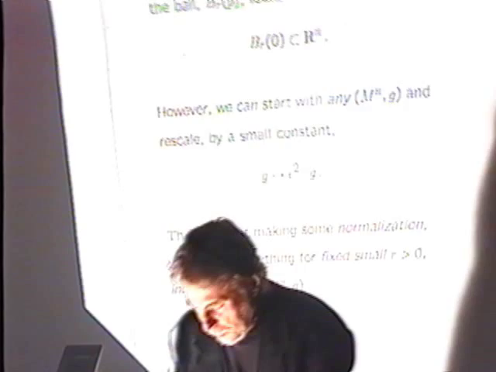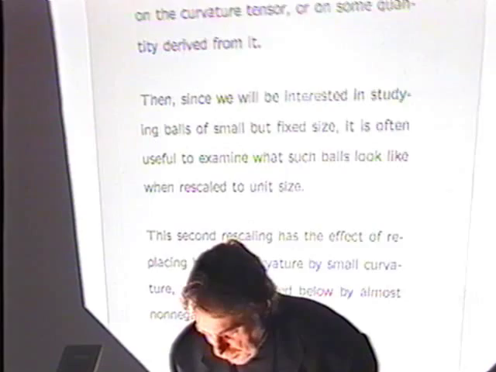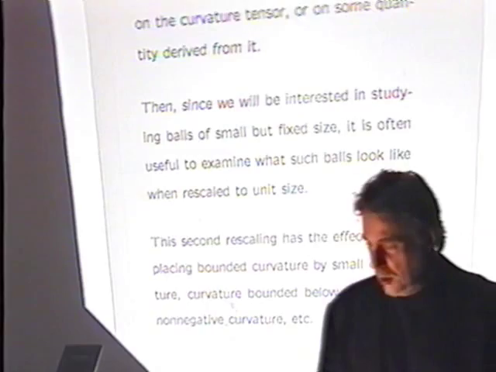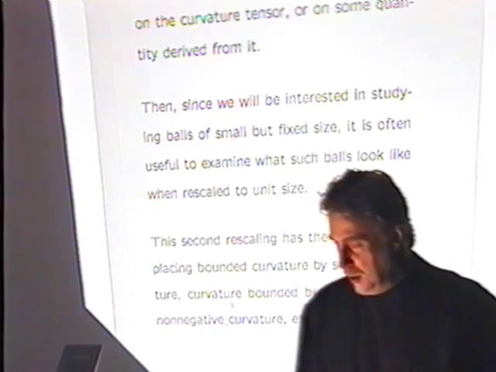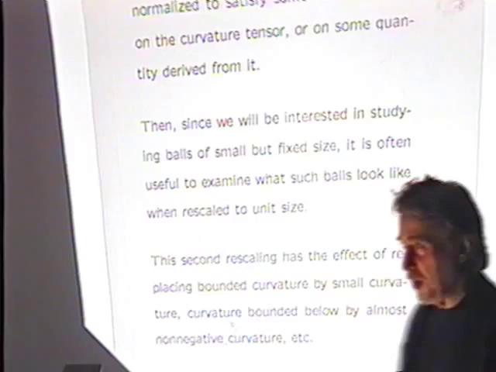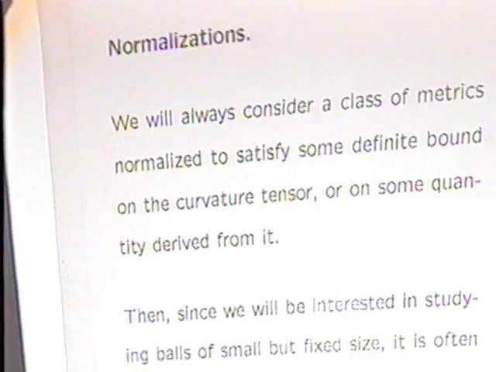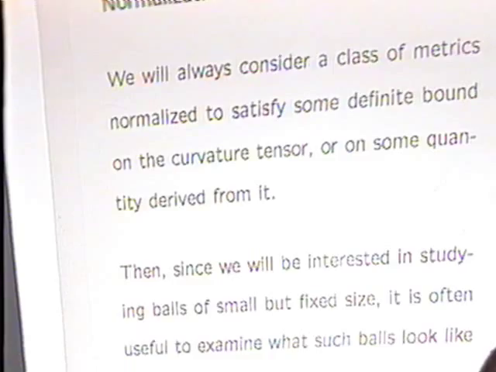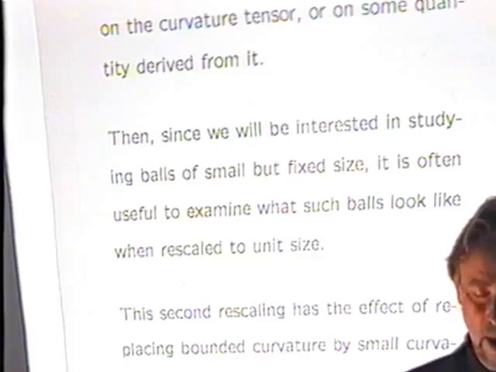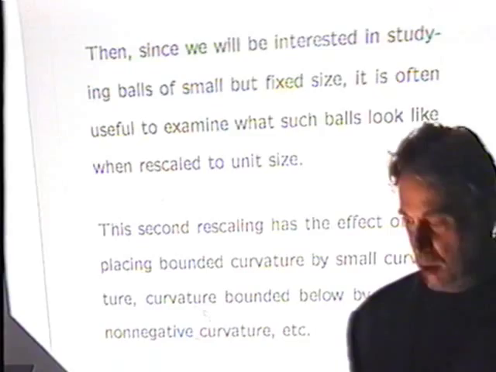So what sort of normalization do we want to make? Well, the natural invariant associated to a Riemannian metric, let's say at each point, which measures somehow the non-triviality of the metric, is the curvature. I'll remind you a little bit about what that is in a second. So it's natural to make the normalization by saying that the curvature is not too big. That's sort of the most obvious thing. So if we say the curvature has a definite bound, then we've fixed something. And that's what we're going to do in this lecture.